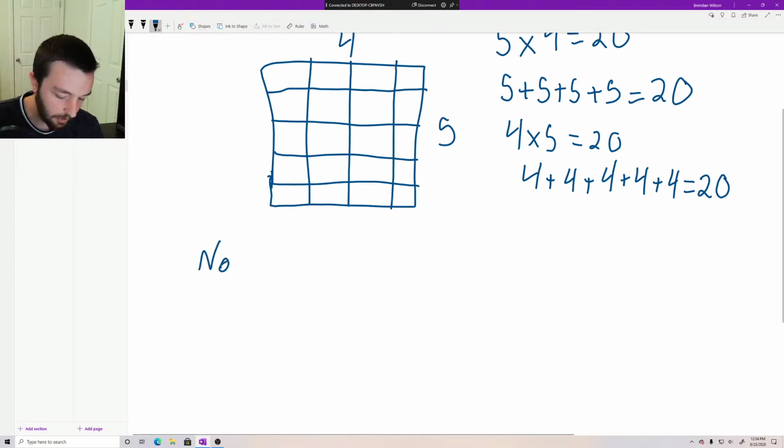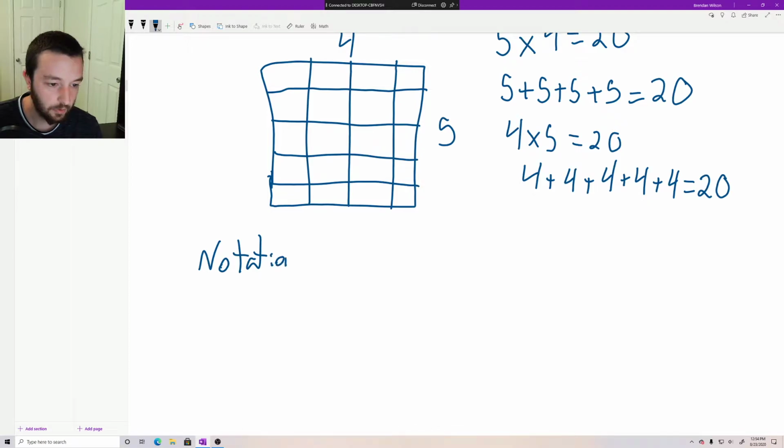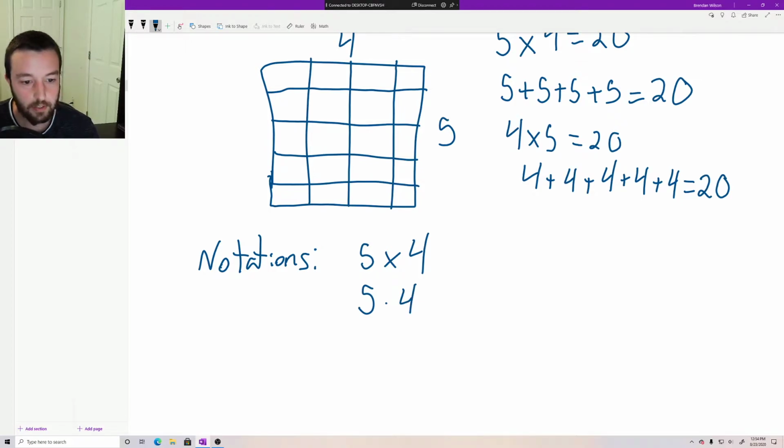So some notations for multiplication here. Like I said, there's 5x4. That's one way to write 5 multiplied by 4. A more common way would be with a dot. So 5 times 4 would be like 5·4.